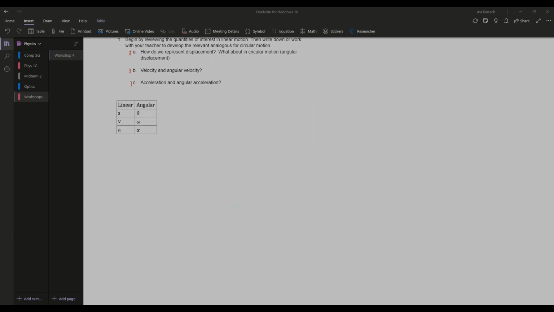So in part 2, we're going to take a look at the equations that are going to be relevant for most of the circular motion problems that you're going to face right now at this level.